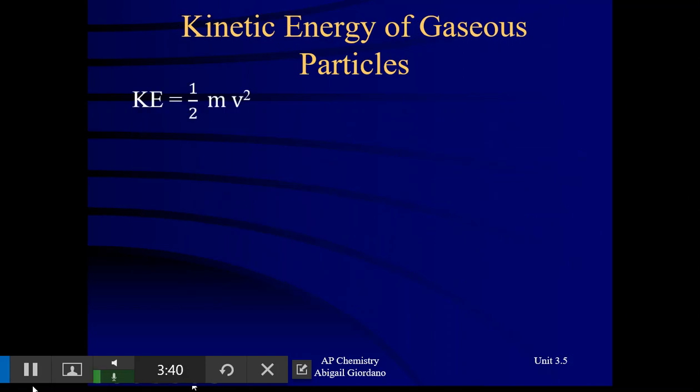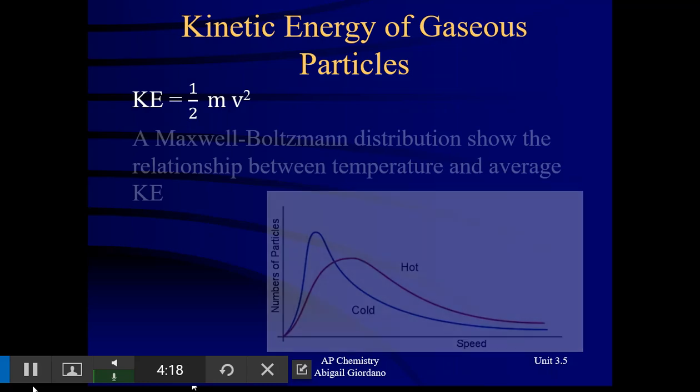For those of you that take physics, you may be familiar with this equation, which is actually on our equation sheet. It relates kinetic energy to the speed of particles: kinetic energy is equal to 1/2 times mass times velocity squared. If the kinetic energy is going up, then the temperature must be going up, and we're going to see gaseous particles moving at faster speeds.